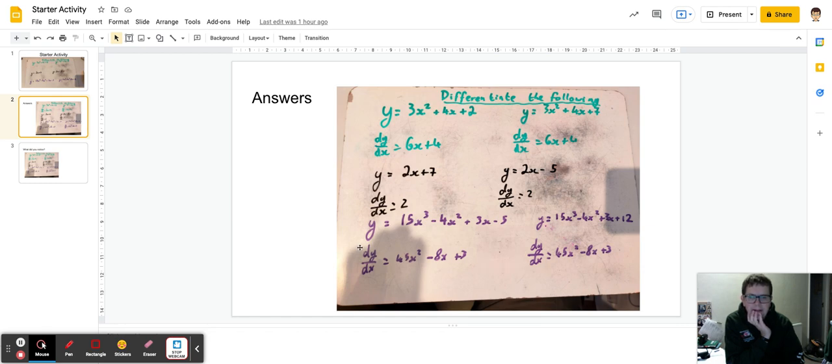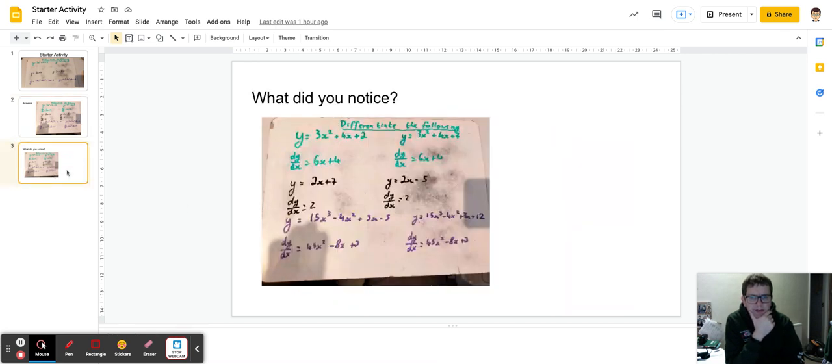So interestingly, when we differentiate these two lines, or these two lines, or these two lines, we end up differentiating to the same thing. So that's okay, gradient functions are the same for two different things. But if they're both the same, how many different functions could I come up with that would differentiate to give me a gradient function of 2?